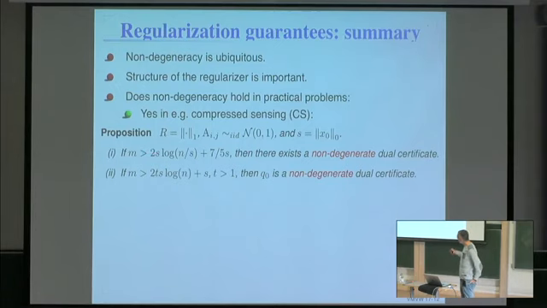You have, again, 2s log, but instead of having n over s here, you have n, which is larger. And instead of having just 1, you have t, which is strictly greater than 1. So you need a little bit more measurements to have model recovery, meaning that in this case, Q0 itself will be a non-degenerate dual certificate, with minimal L2 norm. So now the question we're asking: what happens if this is not true?